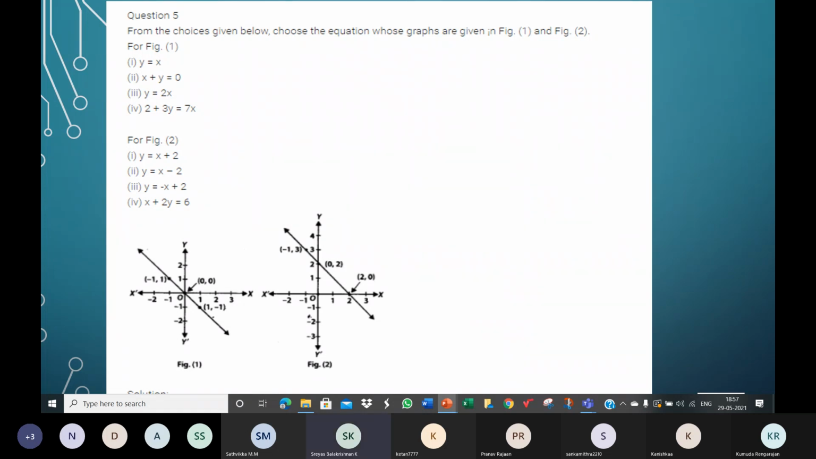Ma'am, for figure 1, x plus y is equal to 0 is the answer. We'll see. Let's just wait for the others also. I'll keep your answer in mind.